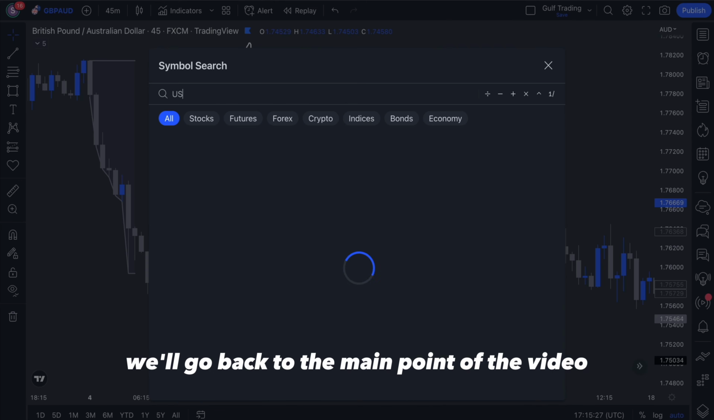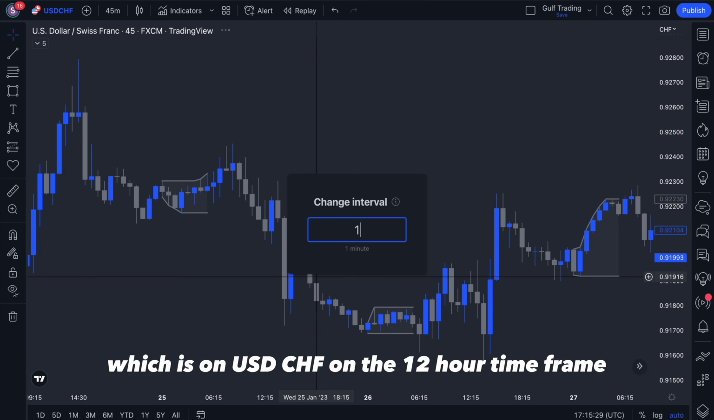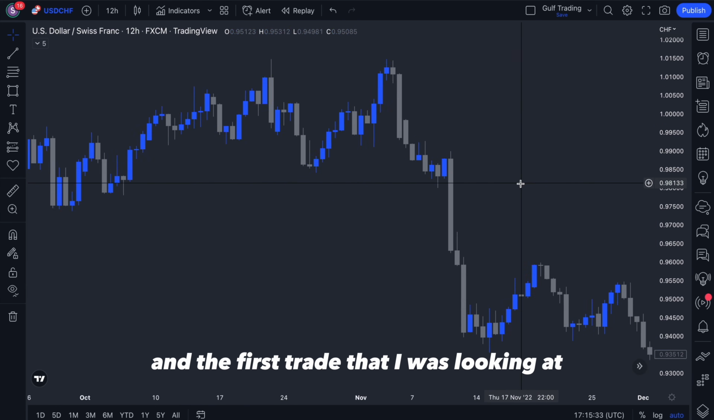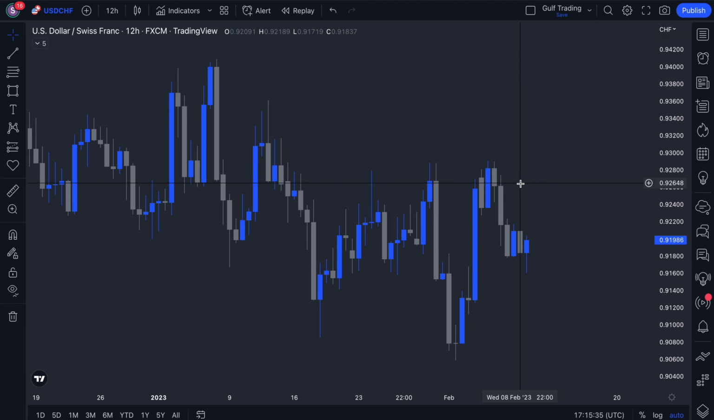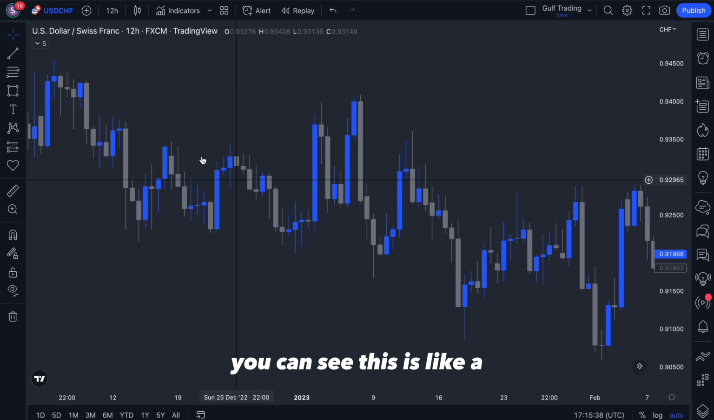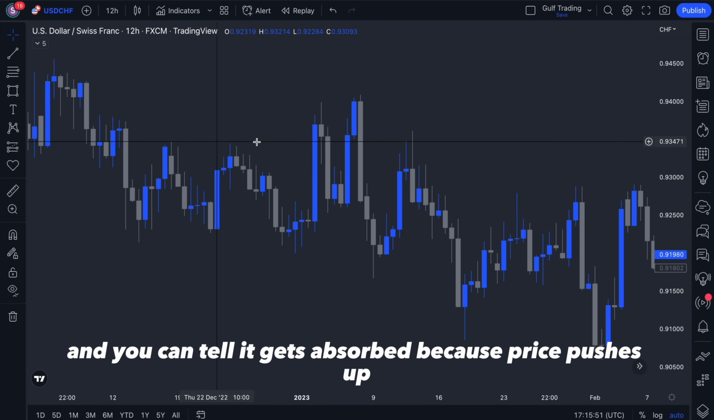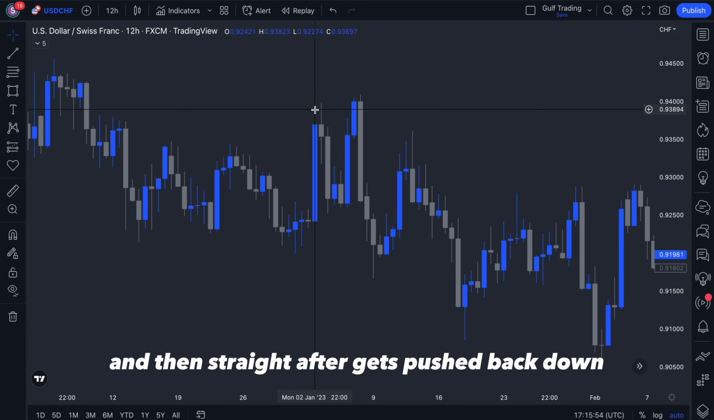We'll go back to the main point of the video, which is on USD CHF on the 12-hour time frame. And the first trade that I was looking at was over here. You can see this is like a double liquidity grab. So you've got some liquidity here, it gets taken, and you can tell it gets absorbed because price pushes up and then straight after gets pushed back down.